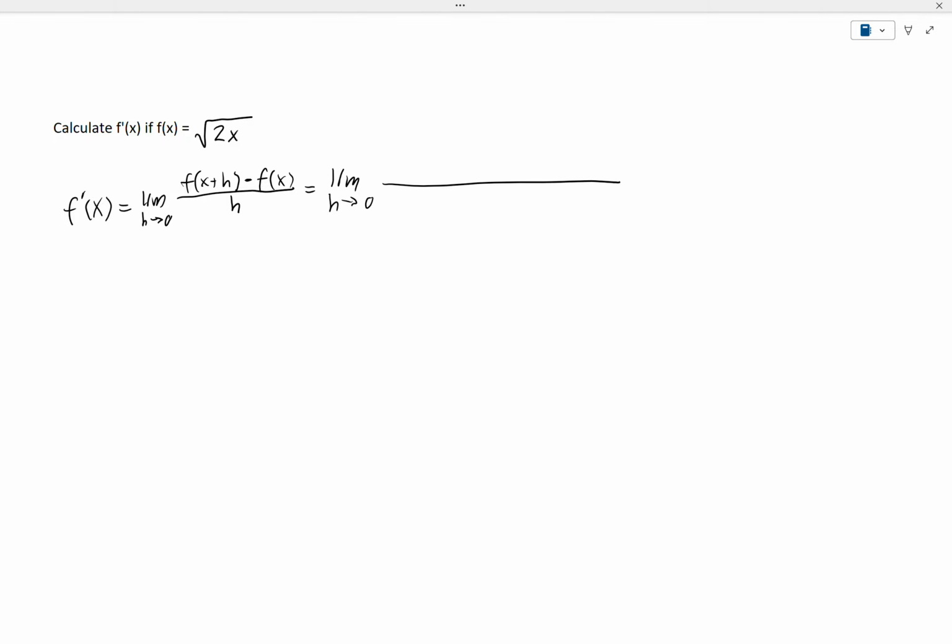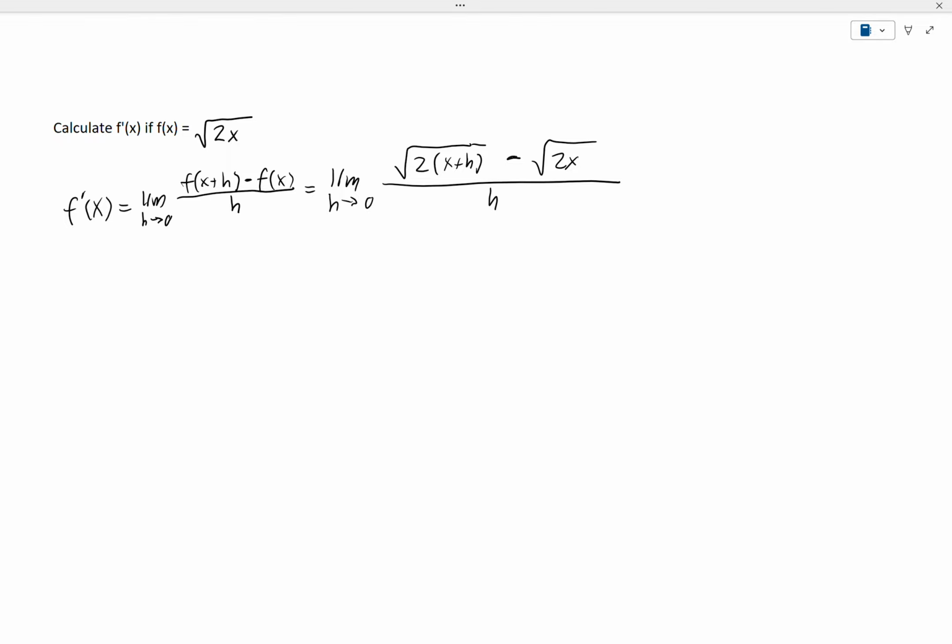So if I were to look for f of x plus h, I just write out f of x, so that's root of 2 times, and in for x, I'm putting x plus h. There we go. Now for f of x, I just write out f of x. Okay, and that's all over h, so I write out h. So now our goal is to evaluate this limit.